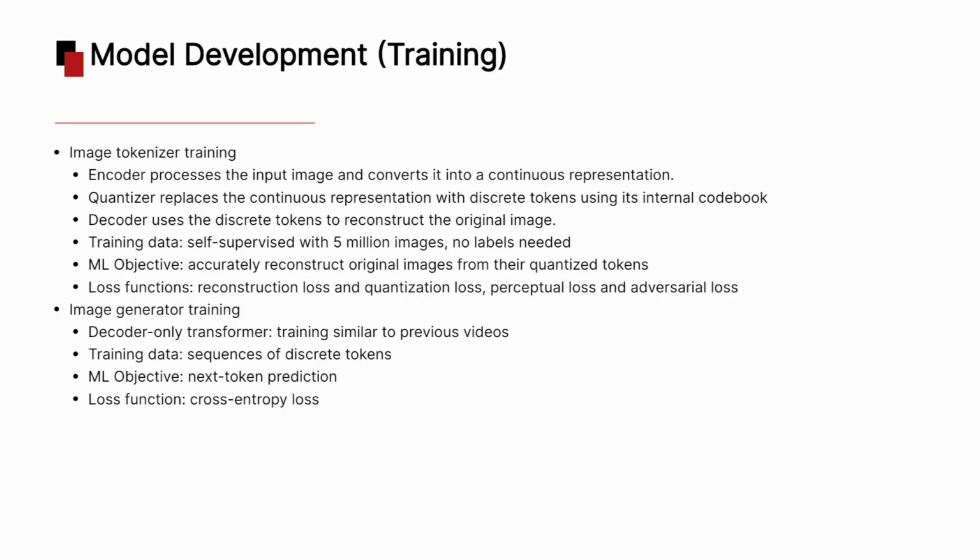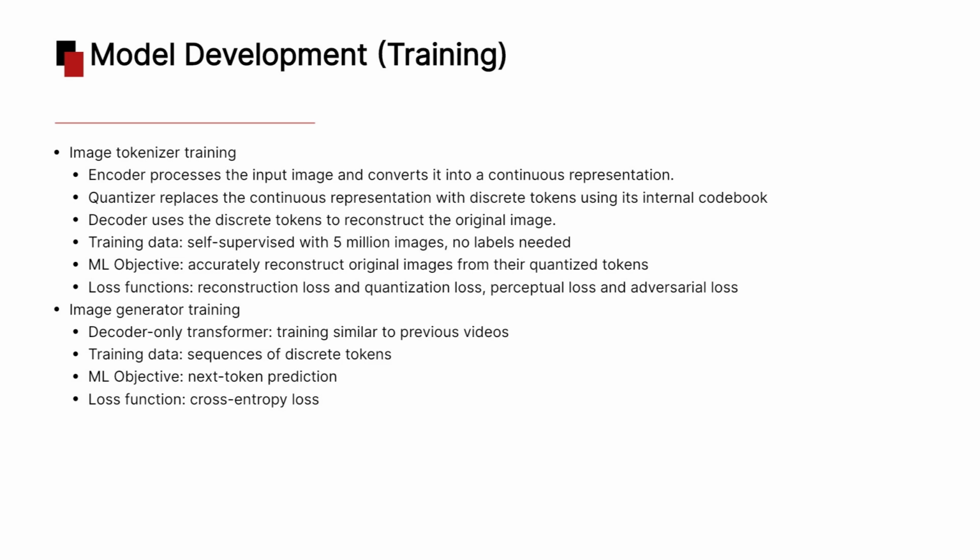The encoder processes the input image using a deep CNN, compressing it into a lower dimensional, continuous latent representation. The quantizer then discretizes this latent space into tokens using a learned codebook, ensuring we avoid posterior collapse and keep the representation compact and stable. Finally, the decoder reconstructs the original image from these discrete tokens, again using CNN-based architectures with upsampling layers. We train this tokenizer self-supervised on a large dataset, here about 5 million unlabeled images.